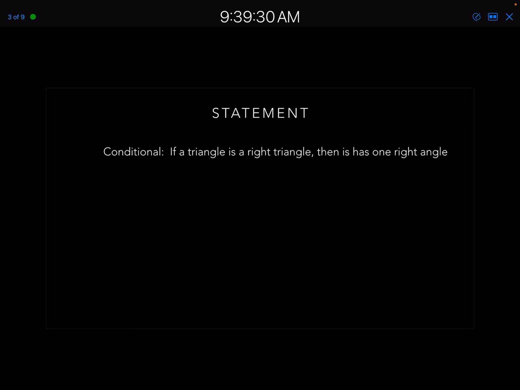Give you a couple seconds to write that down. If a triangle is a right triangle, then it has one right angle. That's our if this happens, then that happens. Our hypothesis is it's a right triangle. The conclusion, it has one right angle. So we've got our p value and we've got our q value.